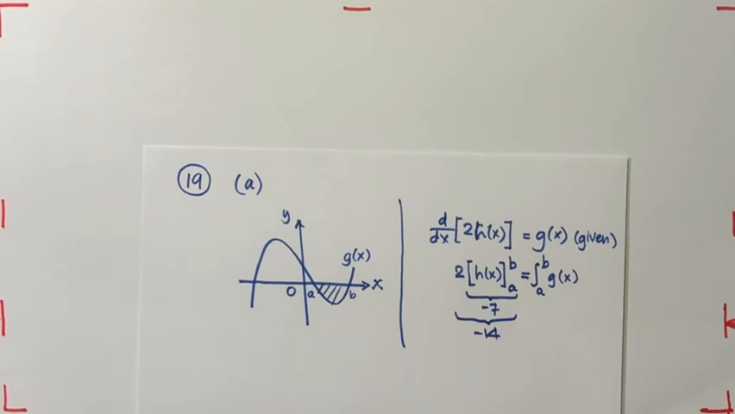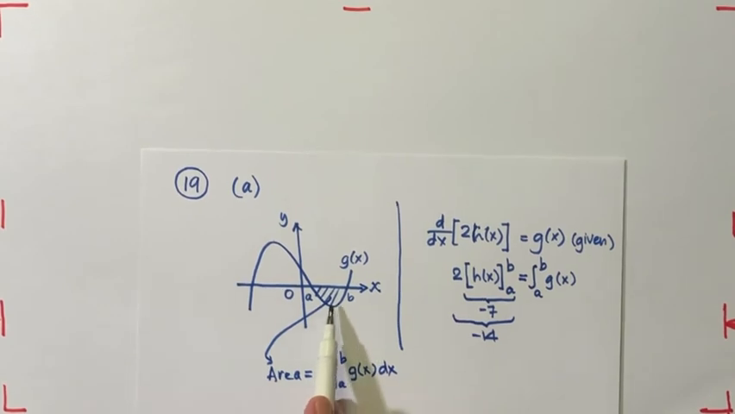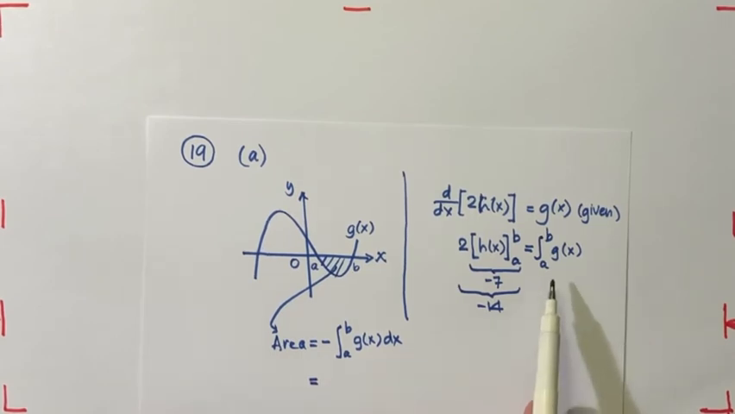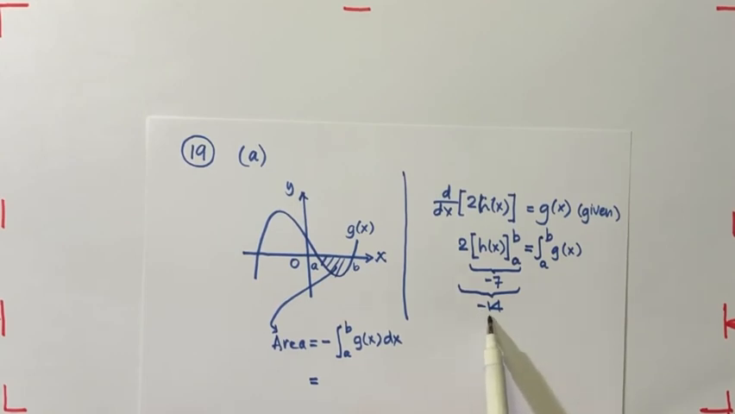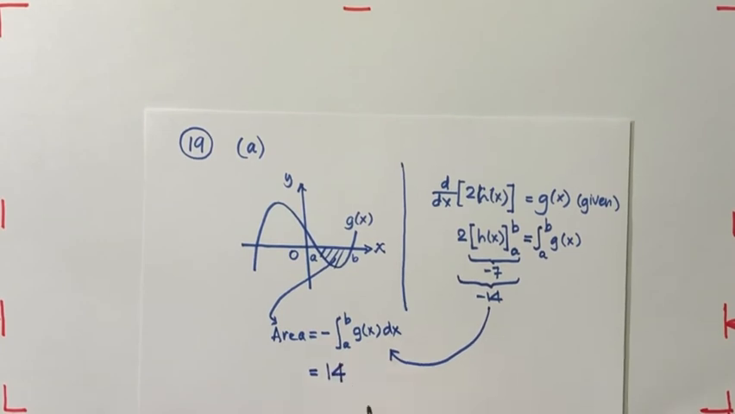Now back to the graph. The area of the shaded region, let's call that area, is given by minus the integral from a to b of g(x) dx. It's minus because the area is below the x-axis. And we know that the integral from a to b of g(x) is minus 14. So we'll substitute the minus 14 here. And so that gives us the answer 14. So the area of the shaded region is 14.